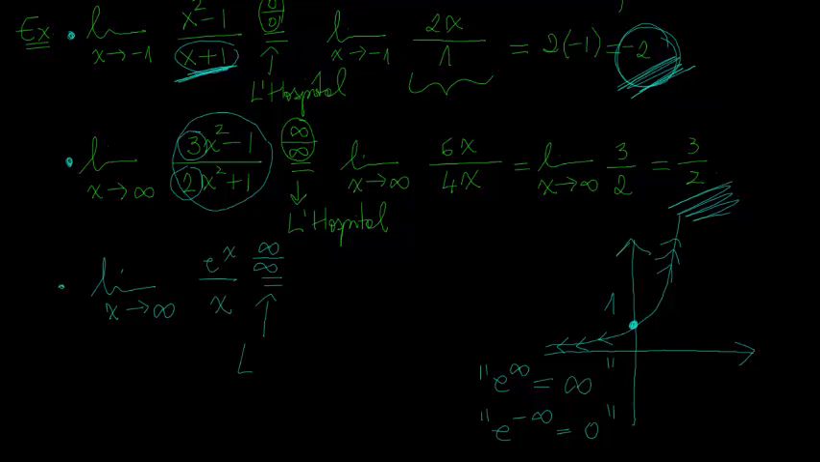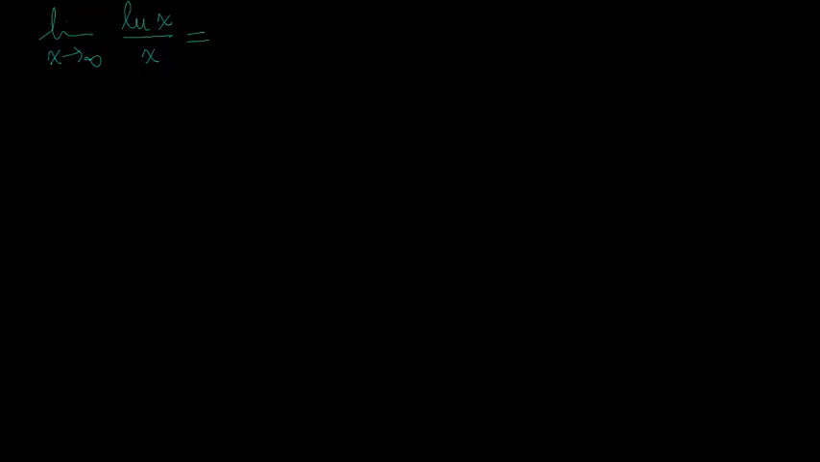So I am in fact in the case of an indeterminate form that works for L'Hopital. So I can take the derivative. The derivative of e to the x is e to the x, the derivative of x is 1, so we simply get e to infinity, which is infinity. Let's look at another example.